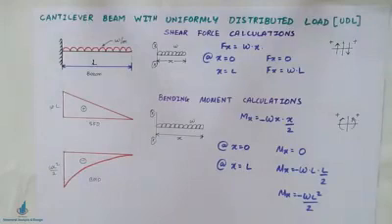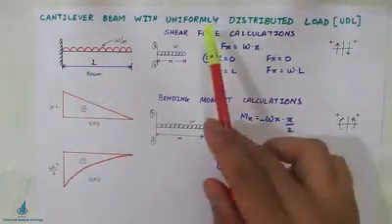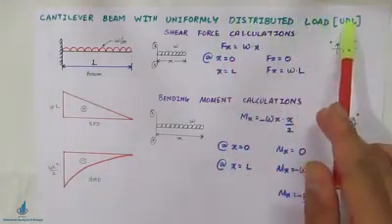In my previous video I showed you the cantilever beam with point loads. This is the second part of the cantilever beam topic, and today I shall discuss the shear force and bending moment calculations of a cantilever beam with a uniformly distributed load over the entire length L. A uniformly distributed load is also known as UDL.